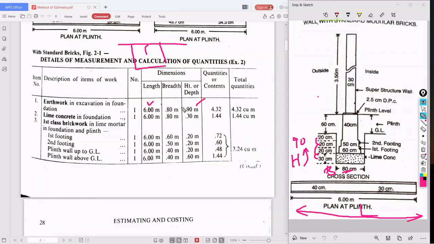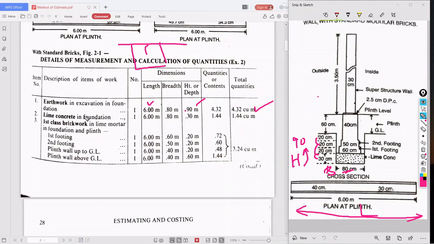Okay, so multiply them all. 6 into 0.8 into 0.9. Then you will get 4.32 as the quantity of earthwork. So the total quantity is 4.32 meter cube. This is the earthwork, in the sense it is the excavation of the trench.